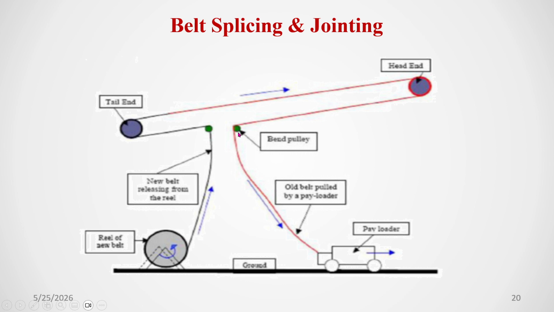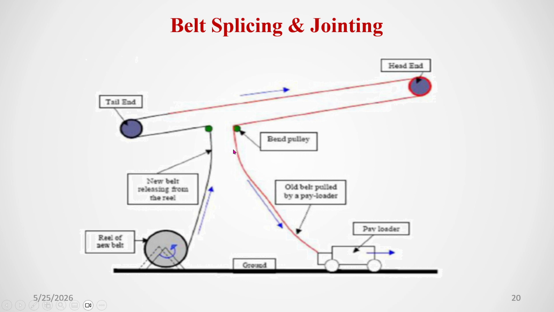This is the bend pulley. This is the new belt. That you can also join with the old belt, and the new belt you can join with a temporary joint, mechanical or by clamping, and then pull with the payloader. The old belt will gradually go out, and the new belt will gradually come in.